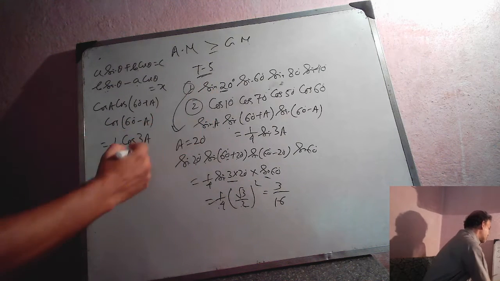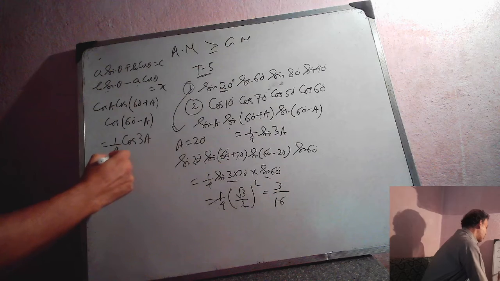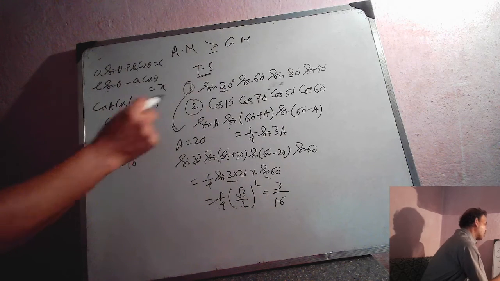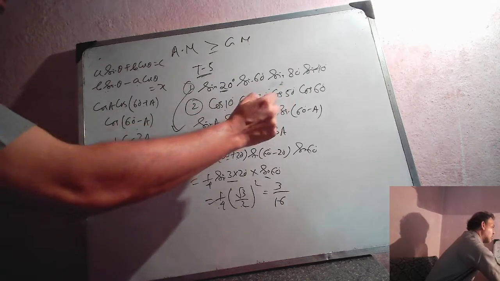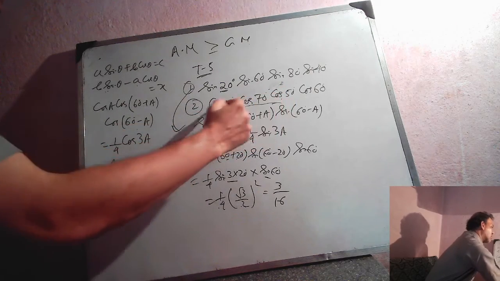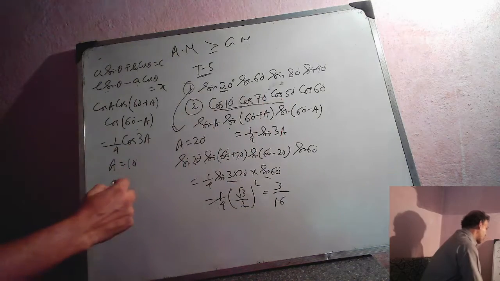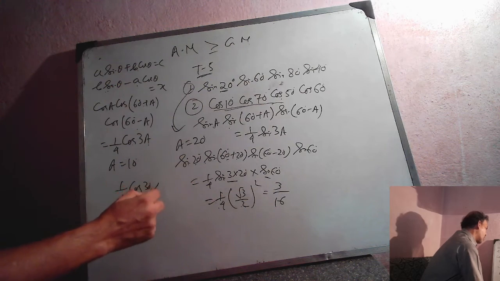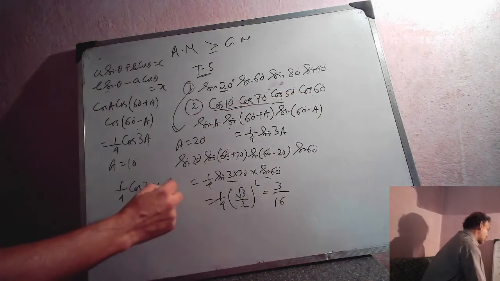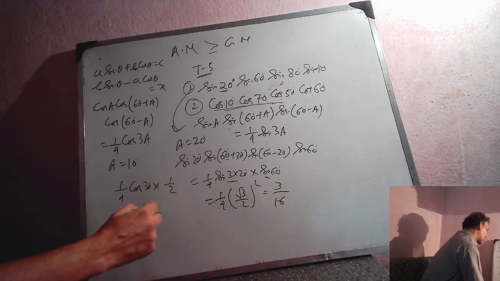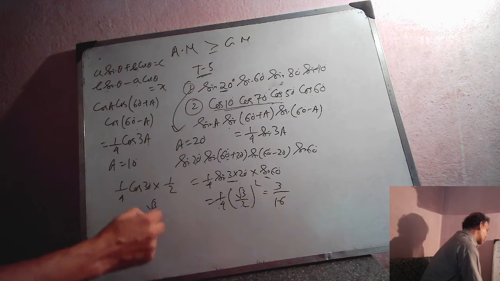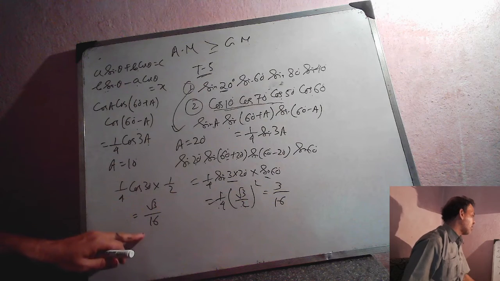Now A means 10. So cos 10, cos 70, cos 50. For the first three terms we have the formula 1 by 4 cos 3A, cos 30 into cos 60, value of cos 60 half, cos 30 equals root 3 by 2, 2 for 8, 8 into 2, 16. So our answer will be root 3 by 16.